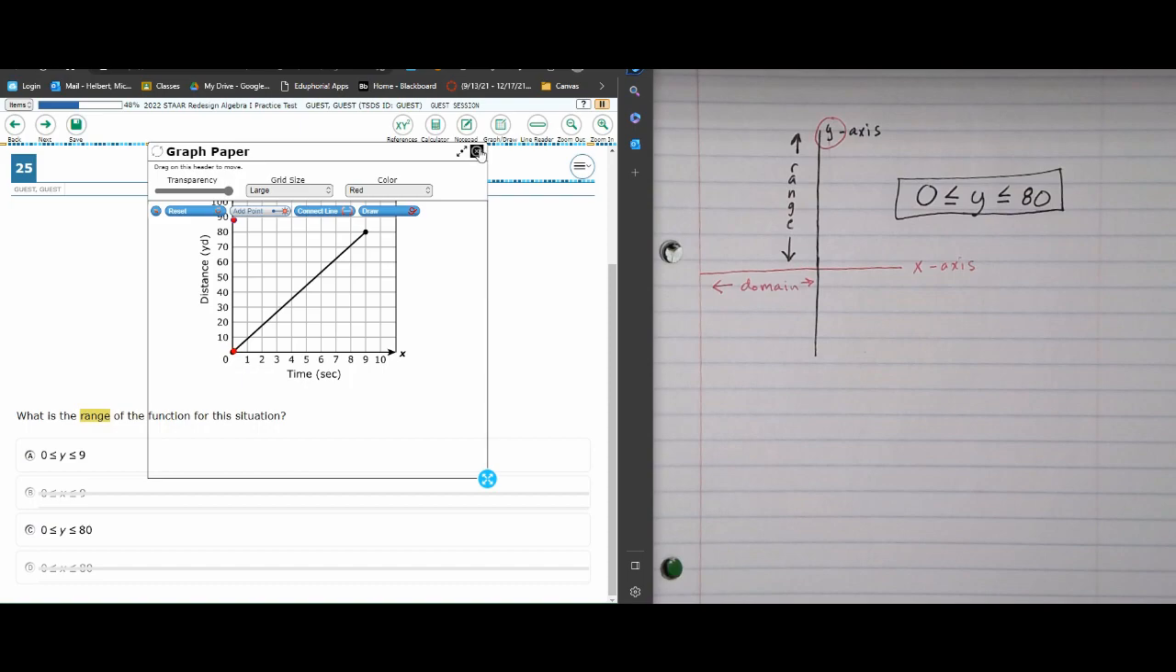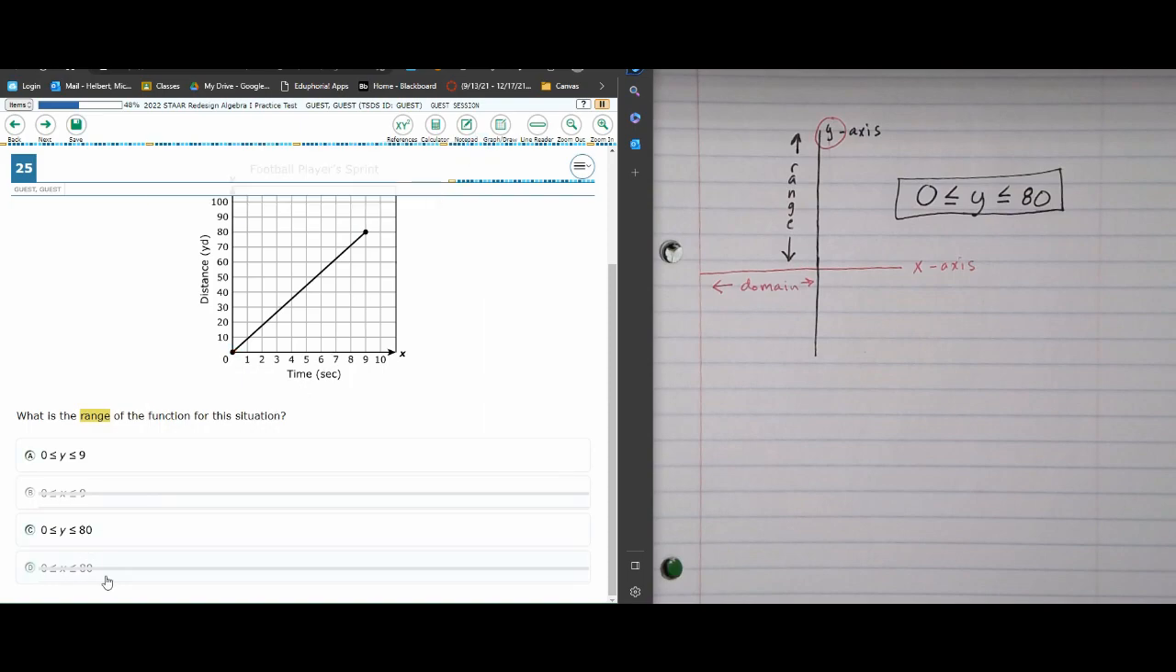And out of those answer choices, if I come down over here, notice that the only one that's possible to be correct is C. So A is wrong. Looking at A, that's actually talking about the domain, right? From 0 to 9, that's left and right. Go ahead and pause this video now that you've got the correct answer, and try problem number 26 on your own before watching it any further.